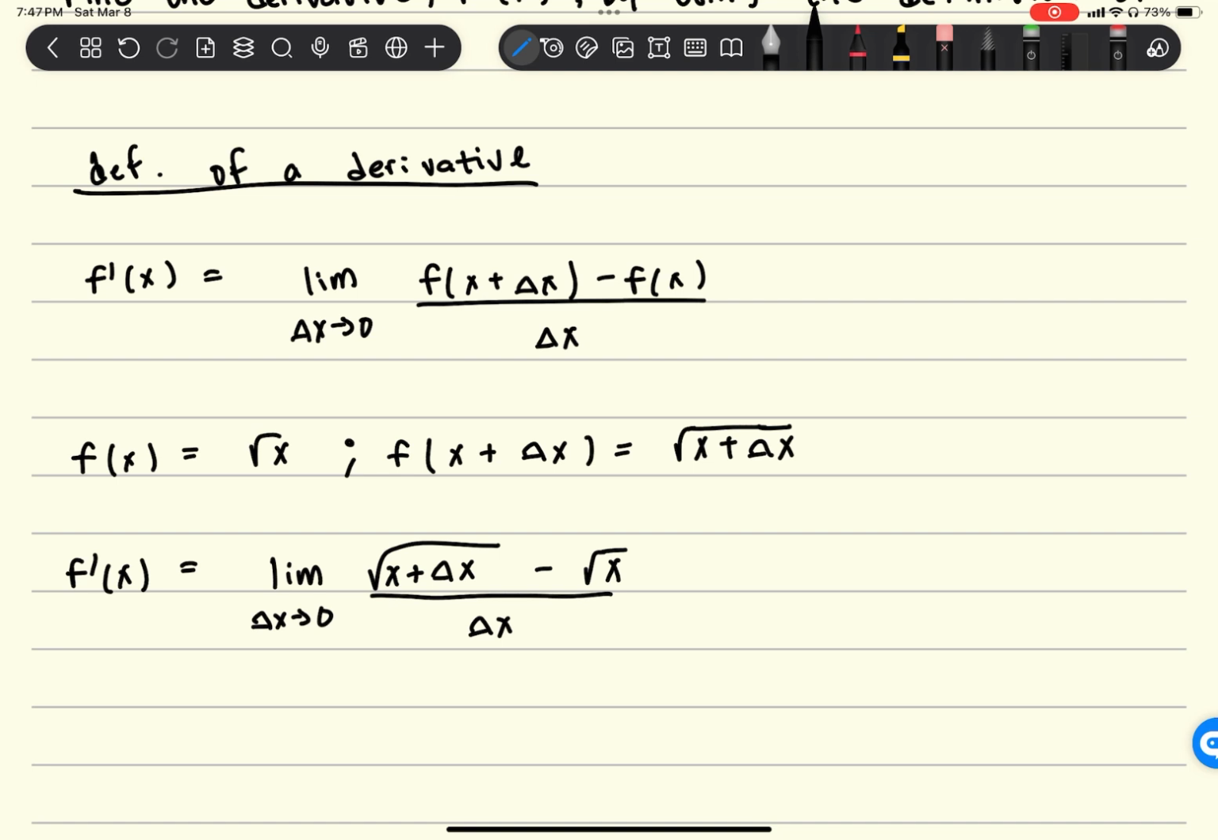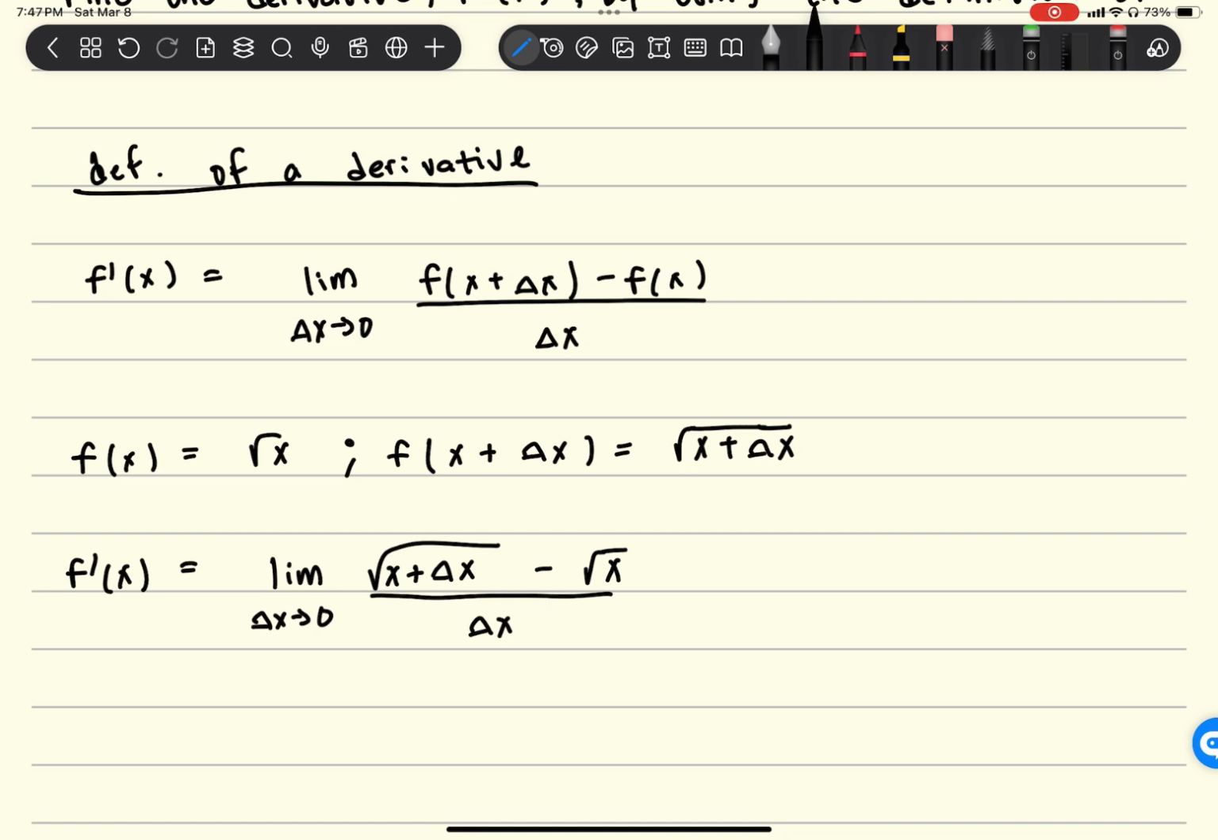Right? So we have to think of something, an algebraic operation, that we can do to this expression to simplify it even more, to evaluate the limit. In this case, we can go ahead and multiply both the numerator and denominator by the conjugate of the numerator. And so when we do this, it's going to look something like this.